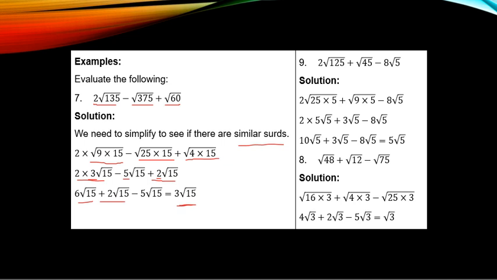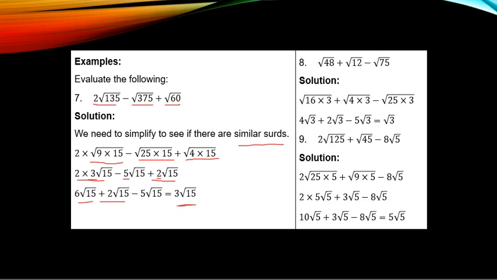Okay, example 8 first before 9. Let me quickly adjust that. So, let's take example 8. You have root 48 plus root 12 minus root 75. If you look at all the perfect squares in 48, 12 and 75, this becomes root 16 times 3, root 4 times 3, root 25 times 3.